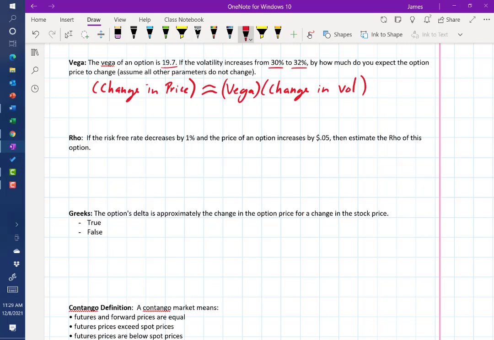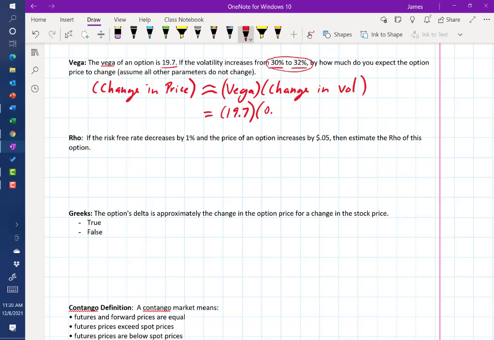Okay, so let's do this one. So the Vega of this option is 19.7, and when I'm giving you Vega, I'm going to use these values here as a decimal, not as a percent. So it's gone up by how much?